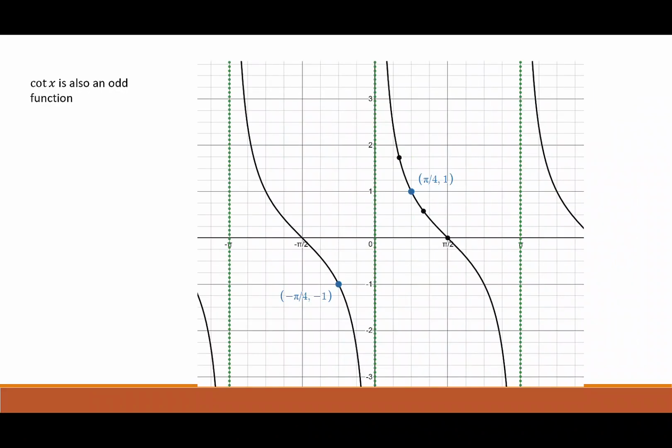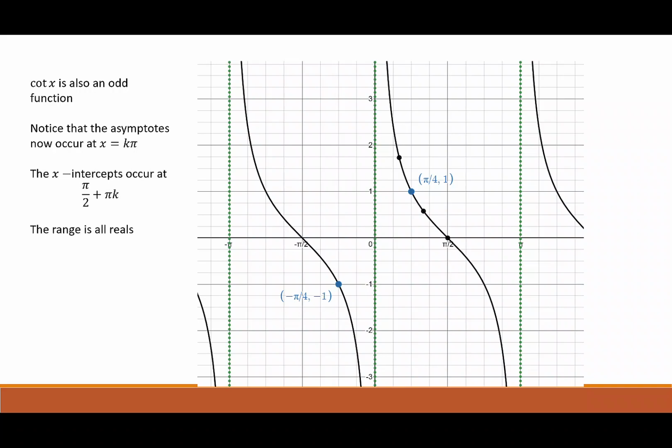If we flip this over and look at the cotangent of x, we see that we also have an odd function. On the graph, we can see pi over 4 is 1, and negative pi over 4 gives us negative 1. For cotangent of x, we have asymptotes at k pi, where again k is an integer, and the x-intercepts occur at pi over 2 plus pi k. Just like tangent, the range of cotangent is all real numbers.